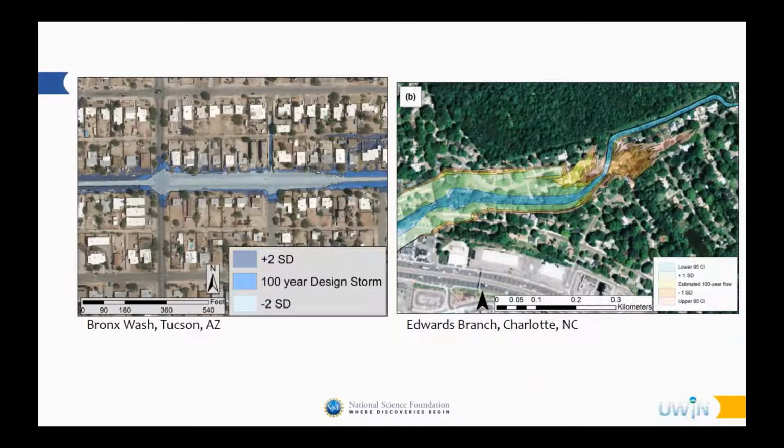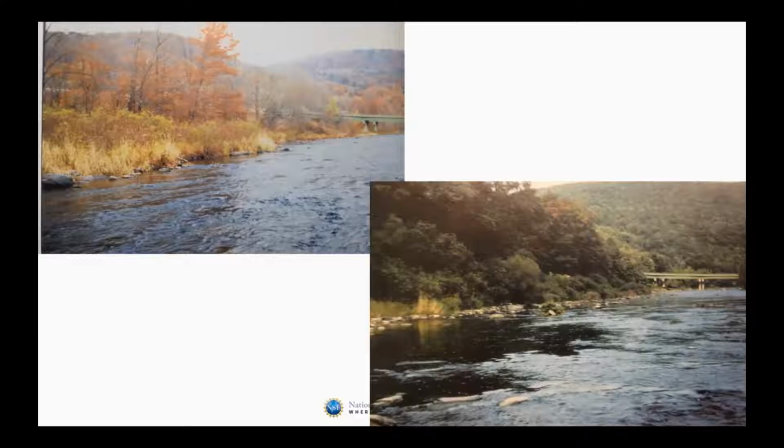Here's just an example of Bronx Wash again, showing what happens when you introduce ±2 standard deviations in that 100-year design storm, and on the right, Edwards Branch in Charlotte, North Carolina. So it makes a big difference in terms of how much of these streets are inundated in Arizona and these residential areas in North Carolina, in two of our study areas.